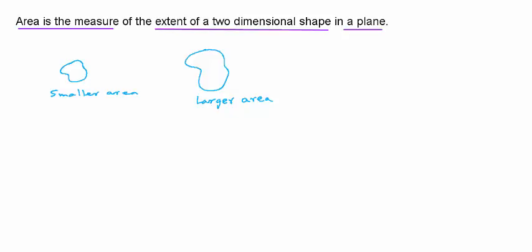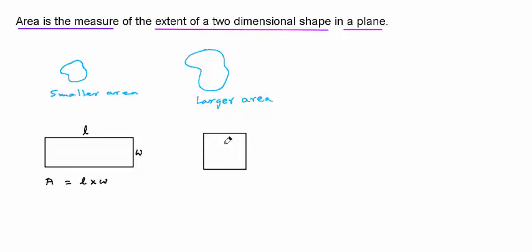Let's talk about how to find the area of some common shapes. For a rectangle whose length is L and whose width is W, the area is given by L times W. For a square, which is nothing but a special type of rectangle in which the length and width are the same measure, all four sides are the same length, let's call that S. The area is the length times the width, S times S, also written as S raised to the second power or S square.